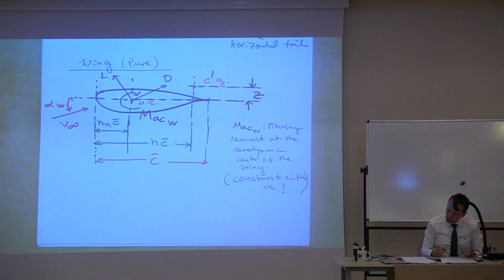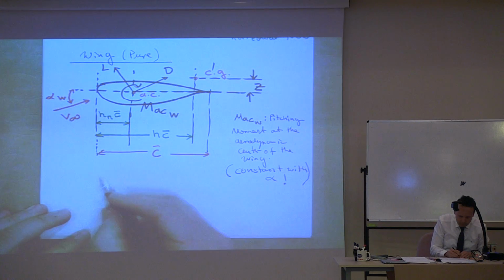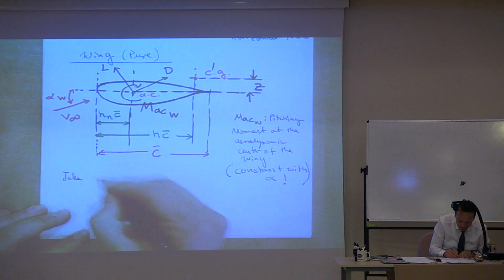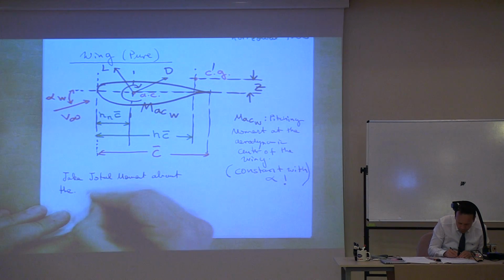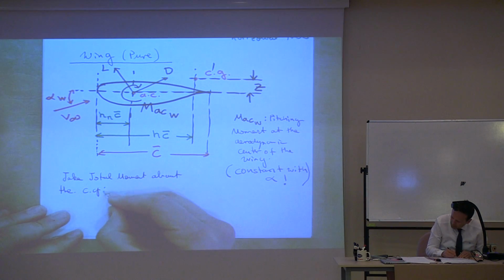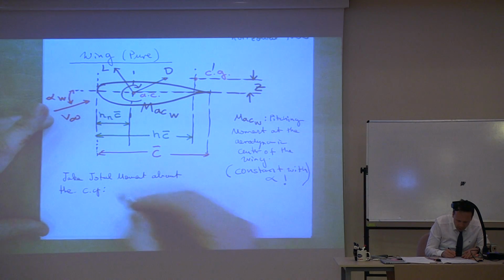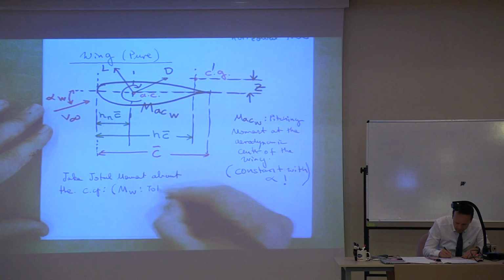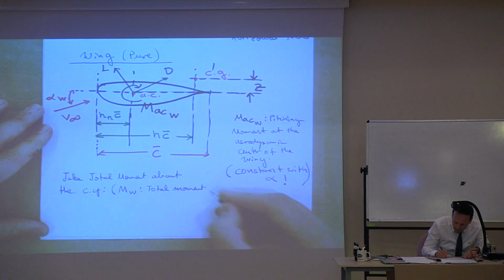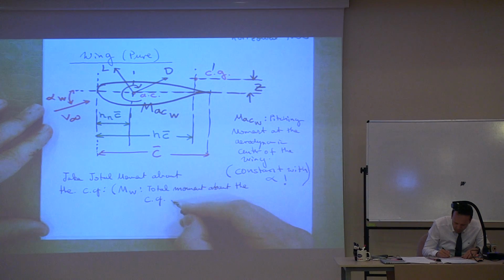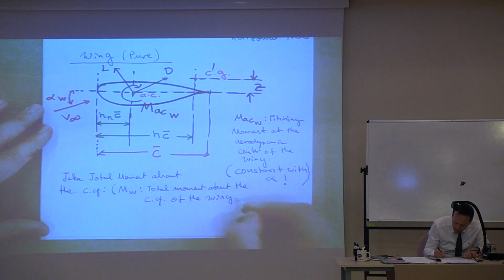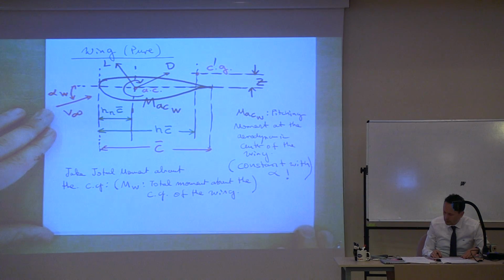So what we would like to do now is take the total moment about the CG. And that one I will call M wing. Okay, this is not now a partial derivative. This is the total moment about the CG of the wing. Okay. So let's take the moment MW.